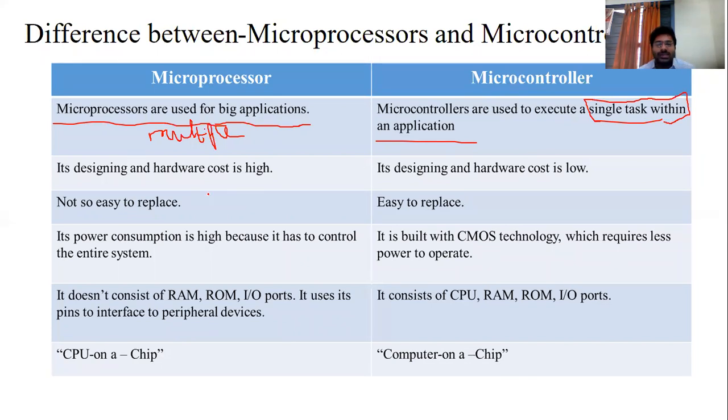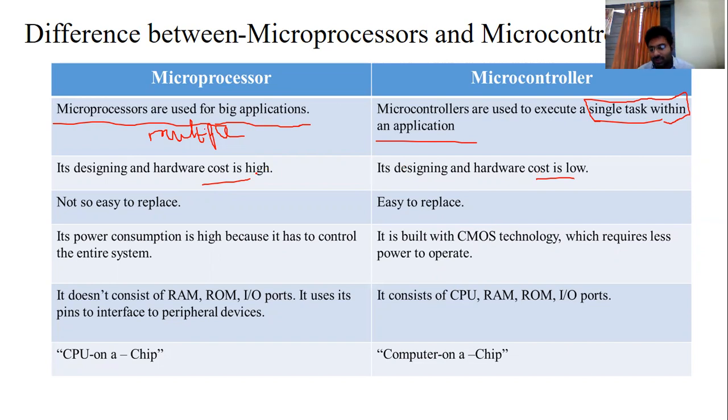For a microprocessor the hardware cost is high, but for a microcontroller the hardware cost is low. You know what the cost of an Arduino board is nowadays? Without the Arduino board, the microcontroller alone is available for 100 rupees. Even an Arduino is available at 300 to 400 nowadays, but what is the cost of a microprocessor? Above 5,000 and 6,000.